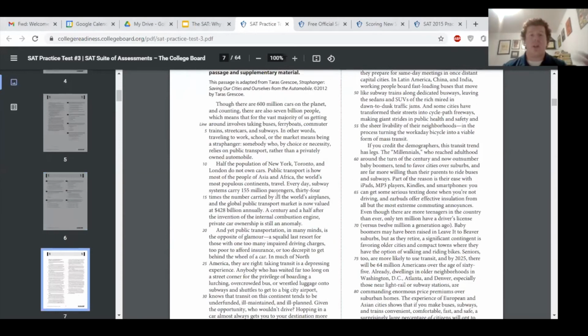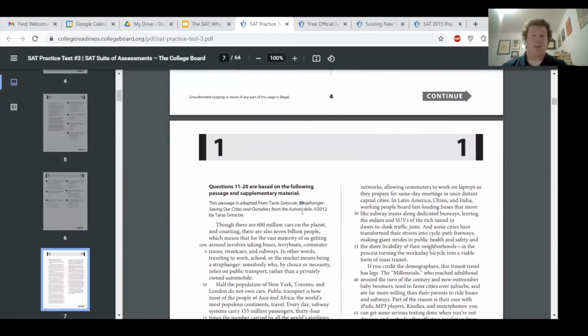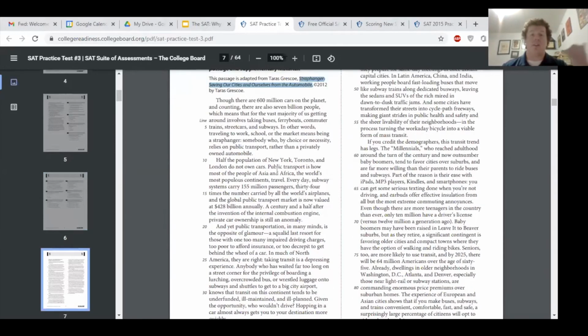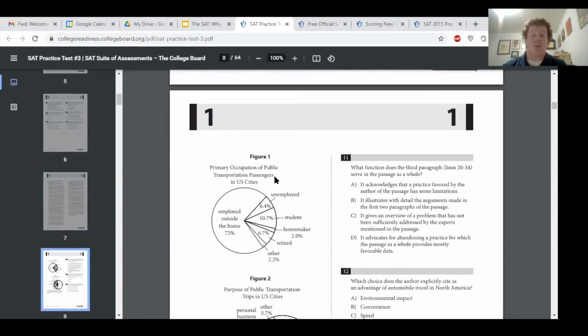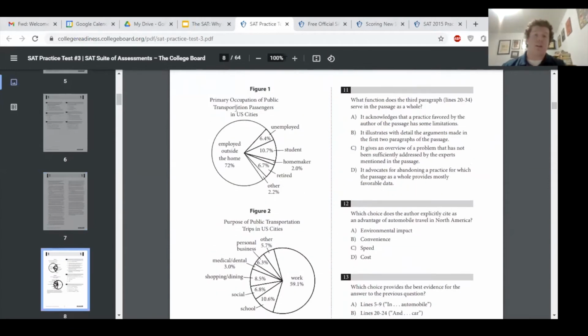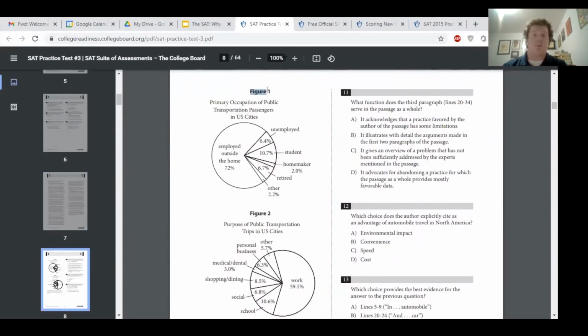We continue through here, we see Save Our Cities and Ourselves from the Automobile. This is going to be an essay that you'll have to interpret. And here on page 6, we can see with figure 1 and figure 2, some of our data interpretation questions. So whenever something like this comes up, it might come up in different formats. So here we have pie charts. It might be a bar graph, might just be a data table. Anytime that comes up, you're going to have 2 or 3 questions that are going to ask you about that.